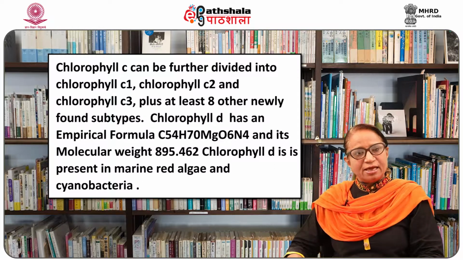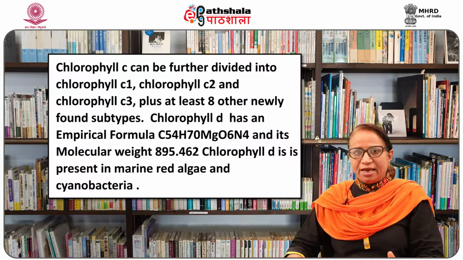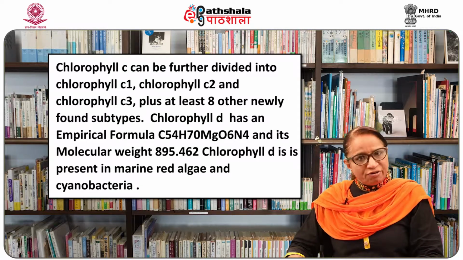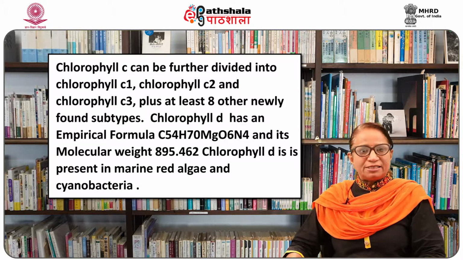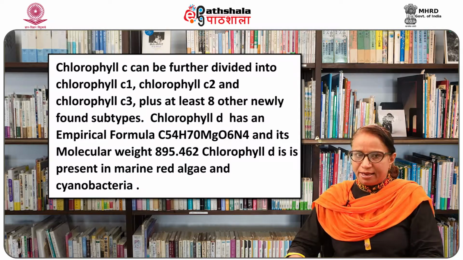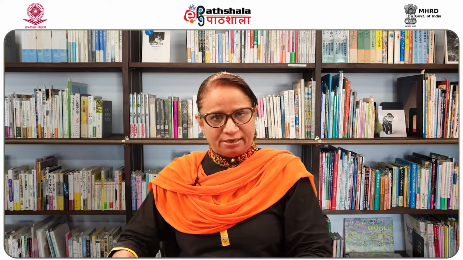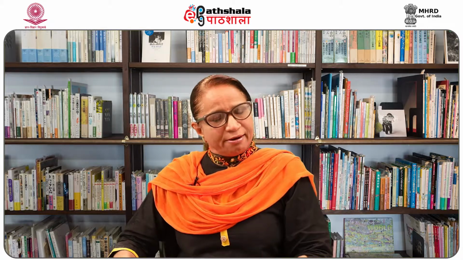Chlorophyll D has an empirical formula of C54H70MgO6N4 and its molecular weight is 895.462. Chlorophyll D is present in marine red algae and cyanobacteria. It absorbs far red light at 710 nanometer wavelength, just outside the optical range.